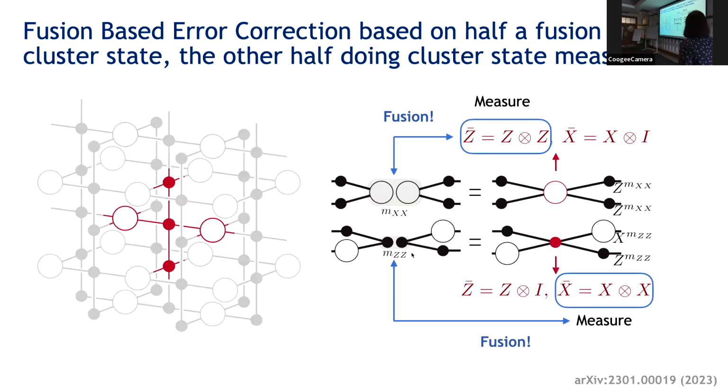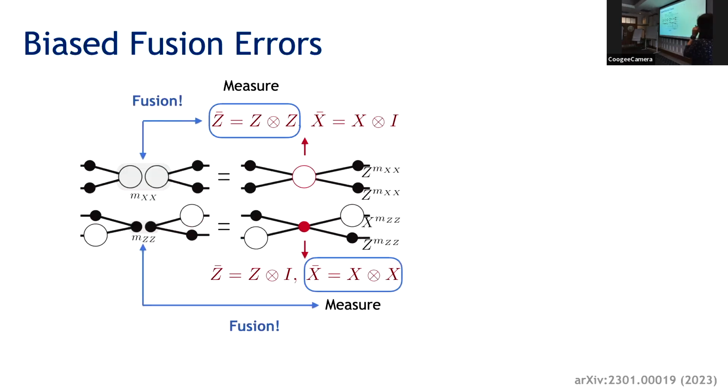Okay. Now let's look at what happens when I have biased fusion errors. Remember, that's the whole point, that my errors are biased such that my XX measurements are more likely to be faulty than the ZZ measurements.